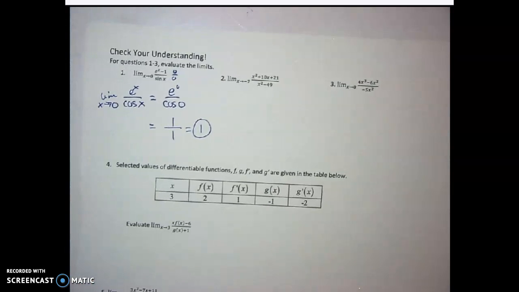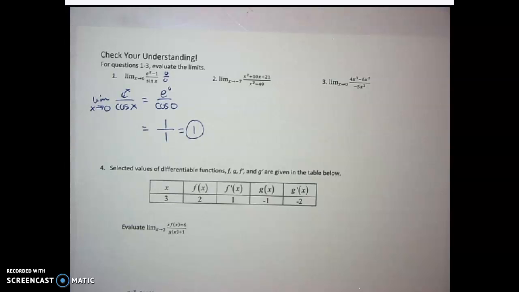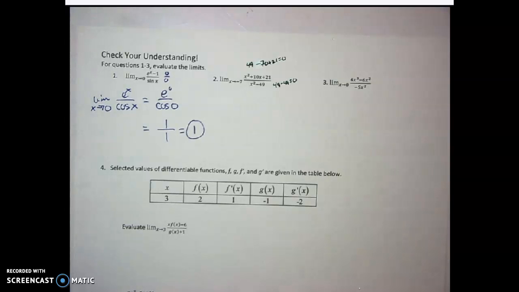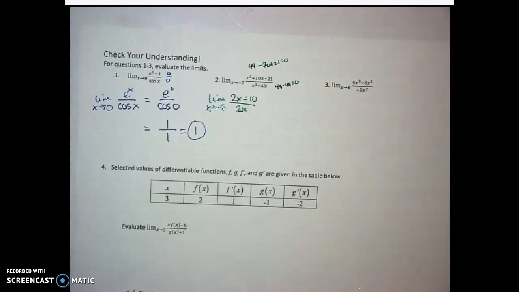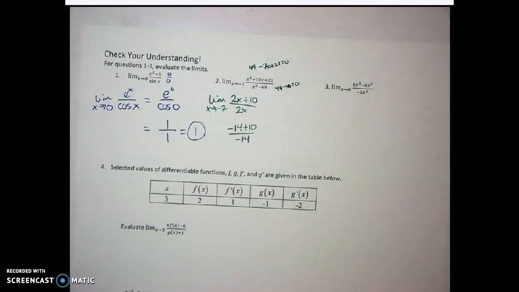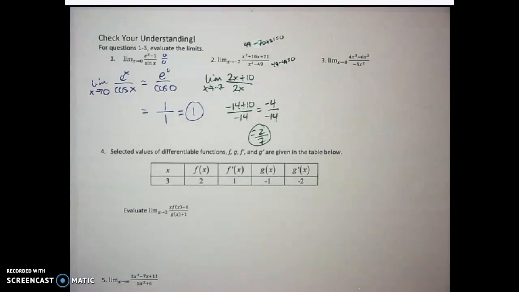Go ahead and pause the video and try number 2 and 3, please. Checking direct substitution first, you do get 0 over 0, so now we have to use L'Hopital's rule. Derivative of the top, 2x plus 10, over the derivative of the bottom, which is 2x, and now we can use direct substitution. And you should get a positive 2/7 for that one.